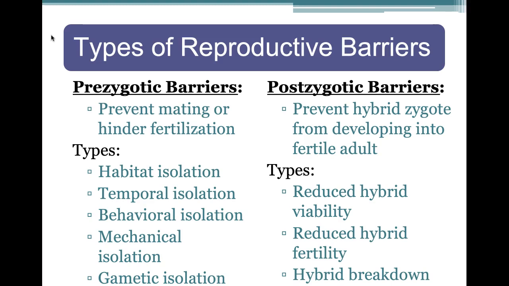And the last type is hybrid breakdown. So we have offspring from two different species, and the first set of offspring seem okay. They are not sterile, they're fertile, but when they go to have children, those children are often small, sometimes not viable, or not fertile. So it's like the second generation from the cross has a breakdown in its genes, basically.